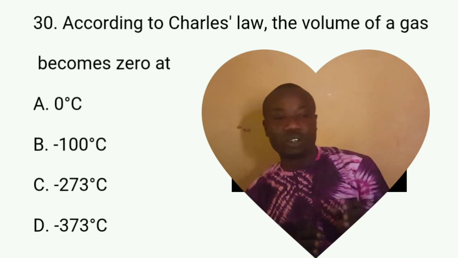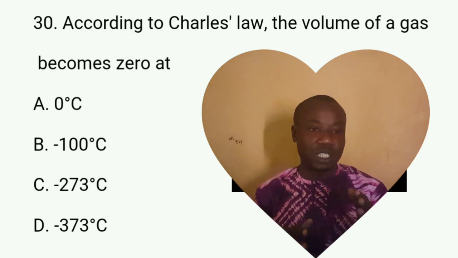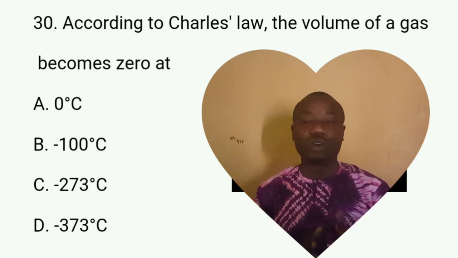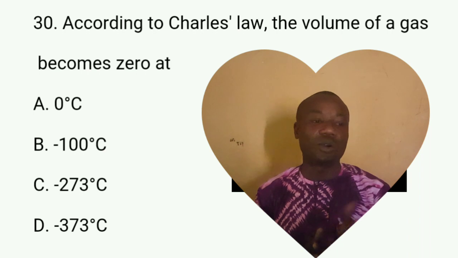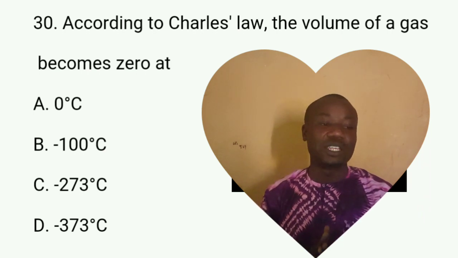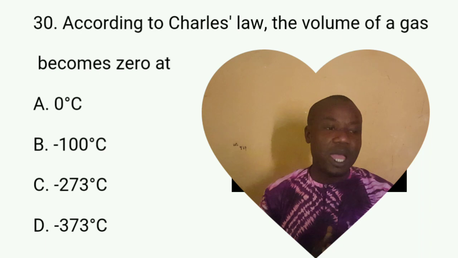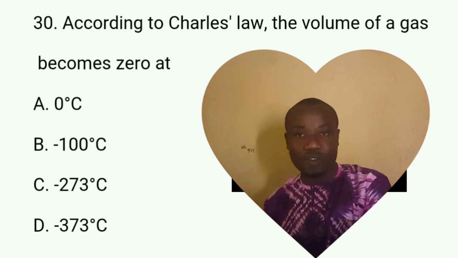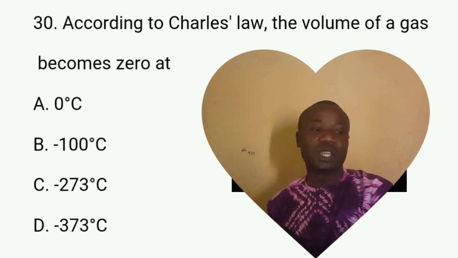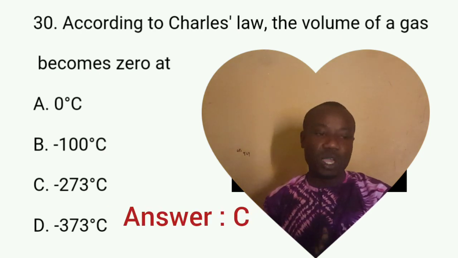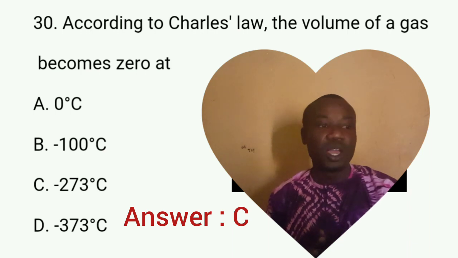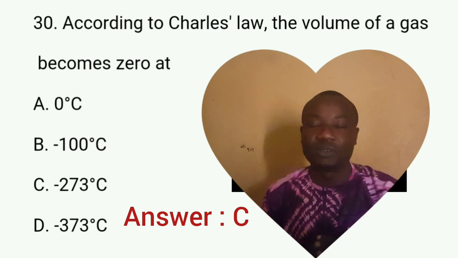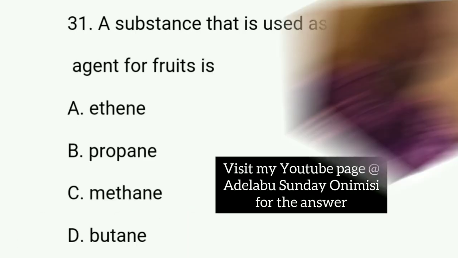For the volume of a gas to be 0, it means you have to convert all these down to Kelvin. Converting everything to Kelvin, you discover that the correct answer there is C, because minus 273 degrees Celsius plus 273 will give you 0. So that is converting to Kelvin. The right answer there is C, because that is where you can have 0. So according to Charles' law, the volume of a gas becomes 0 at minus 273 degrees Celsius.